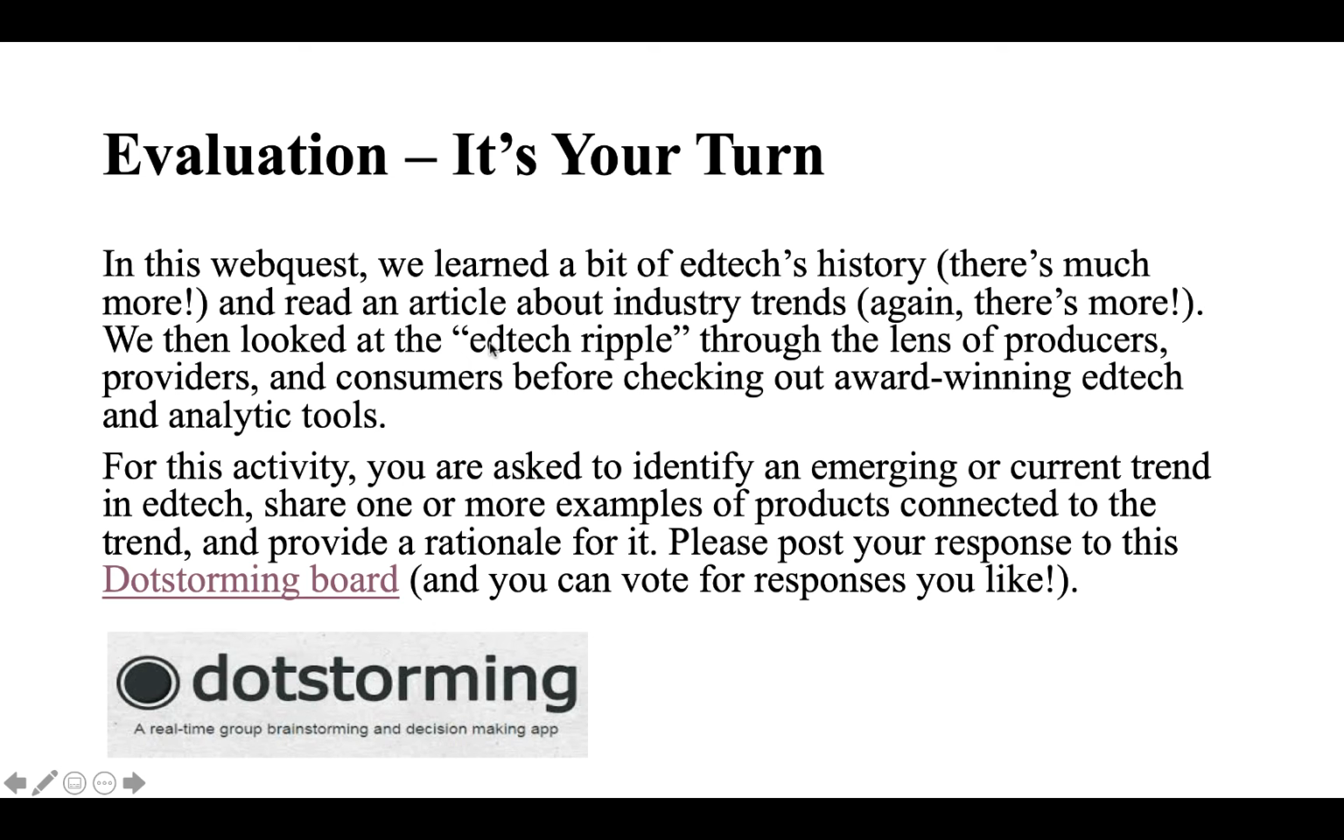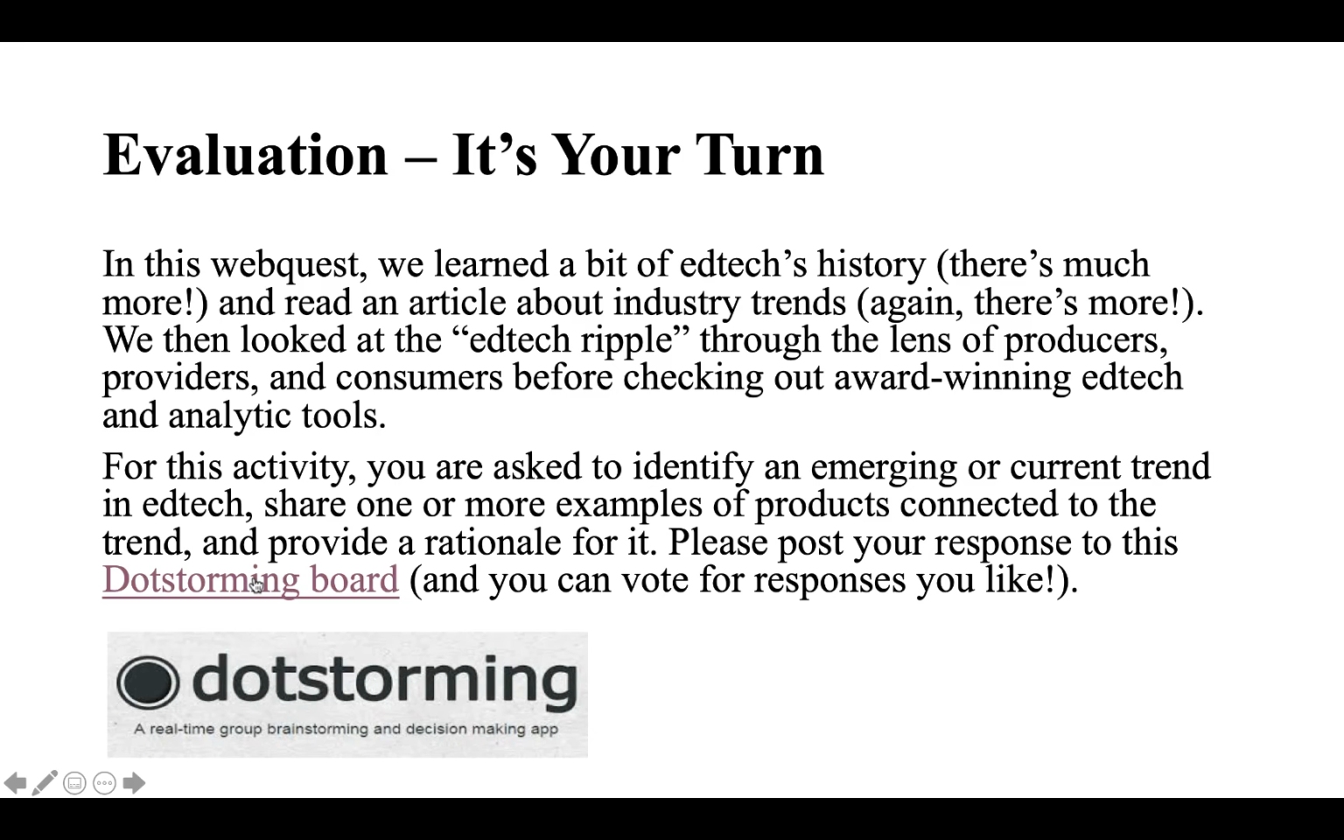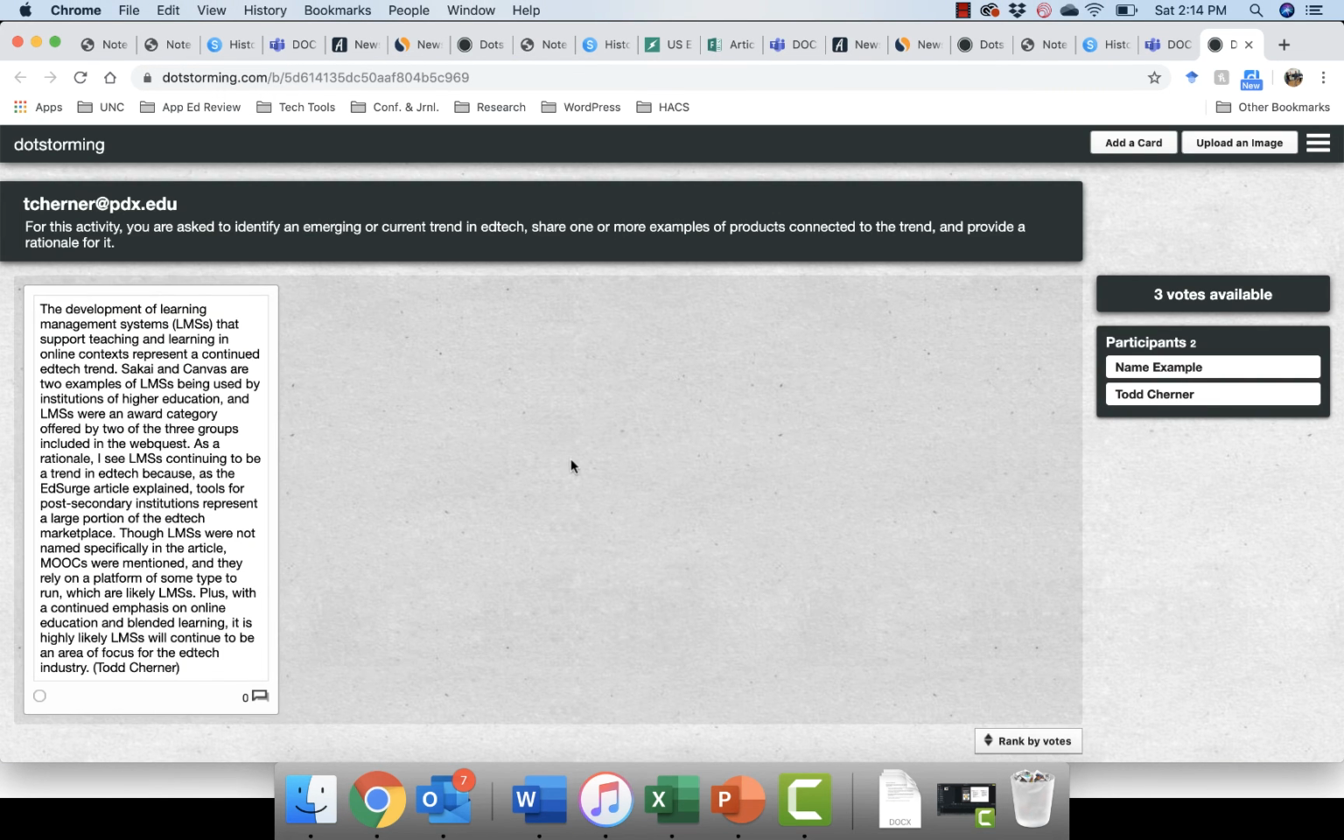All right, and then as I said before, you have the final kind of summative evaluation for this web quest. It's on the dot storming board. Remember, on the next slide, you have the rubric. On this slide, just click the dot storming board. It's going to go ahead and load the dot storming board. It's a collaborative tool. You're going to need to add your name. So I already did it. That's my name example here. But somewhere up here, there's an add participant or add your name button.